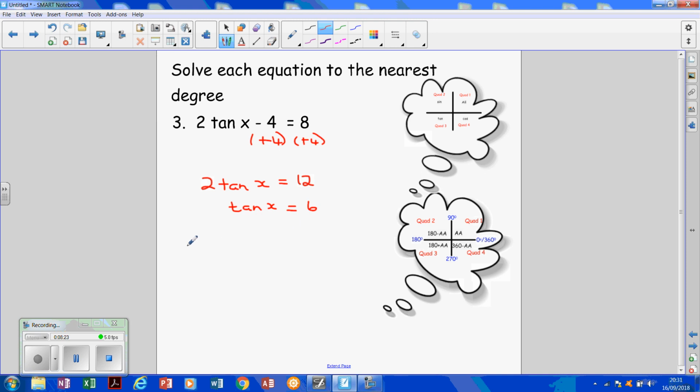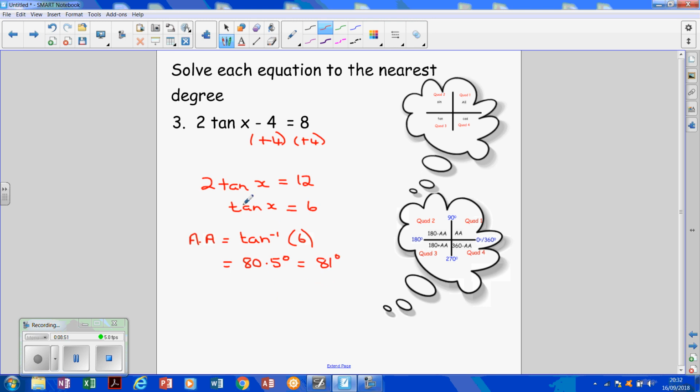Now we're going to work out the acute angle. So the acute angle is shift tan, so shift that tan away. So shift tan of 6, and make sure again your calculator is in degree mode. And when you work that out, you get 80.5 degrees. If we're writing it to the nearest degree, then we'll just say it is 81 degrees.